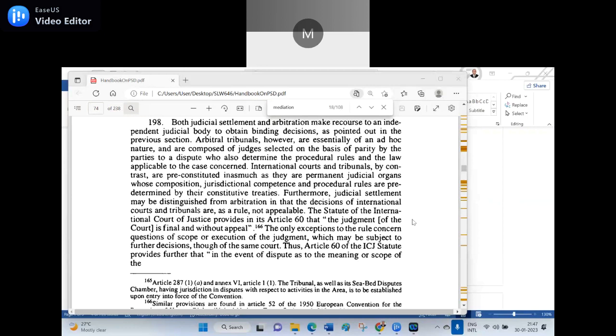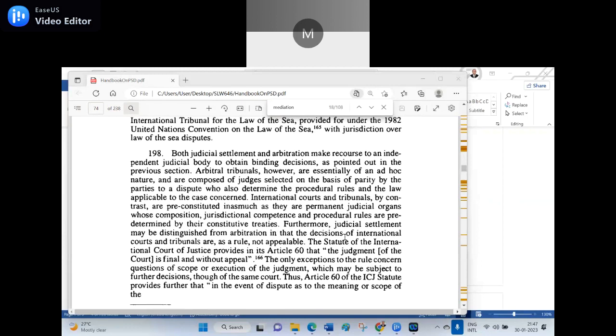We studied it in private international law. Yes, that's why I'm saying. So, the tribunal decision is also binding and the judicial decision is also binding. That is the same thing it says. Both the judicial settlement and the arbitration make recourse to an independent judicial body to obtain a binding decision, as pointed out in the previous section. Earlier section they did it.